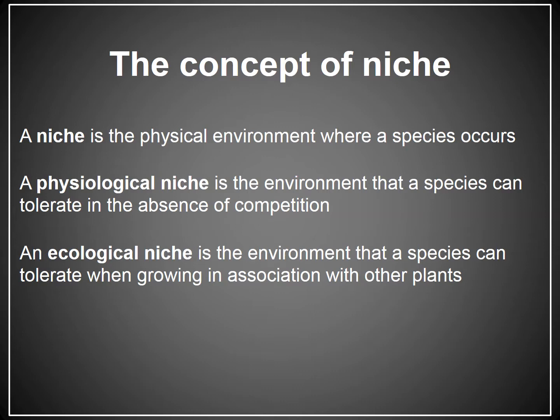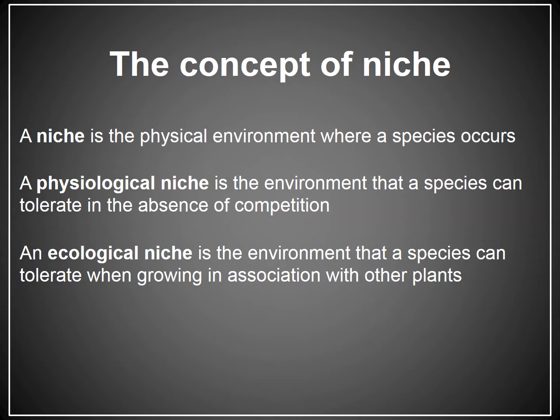And so this brings us to the concept of niche. A niche is simply the physical environment where a species occurs based on its adaptations to the environmental factors just described. So the term physiological niche is the environment that a species can tolerate in the absence of competition. But as we know, that isn't really how things work in the natural world. Site resources like sunlight, water, soil nutrients, and space are all limited, and this results in competition when there's not enough of them to go around.